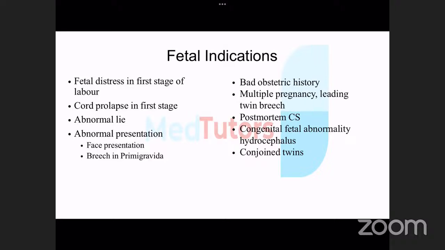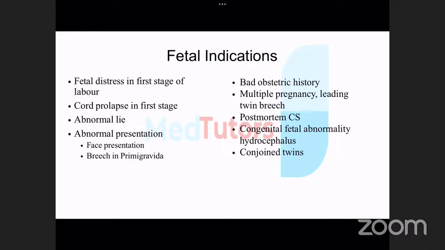Abnormal lie, which can be transverse lie, oblique lie, unstable lie, these are indications for cesarean section. Abnormal presentation, breech presentation in a primigravida, brow presentation, they are all indications for cesarean section. Bad obstetric history is not really maternal, but it's an obstetric indication.